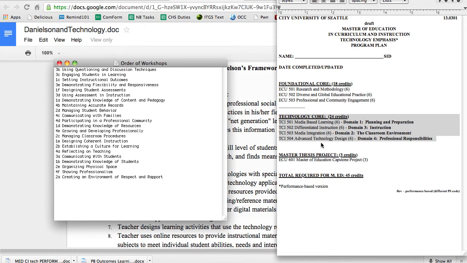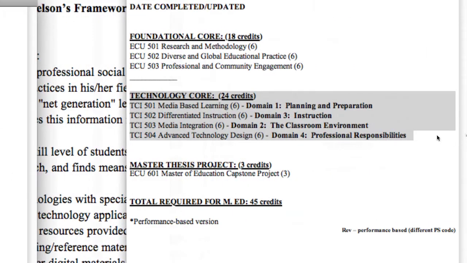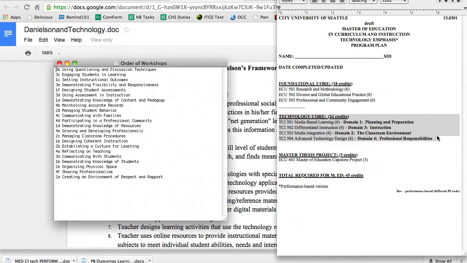What's really interesting, I'll zoom in here, is that a pattern emerges between the four domains that Danielson uses. Domains 1, 2, 3, and 4 sync up pretty nicely with each one of these four components for TCI. And I want to show you that process.